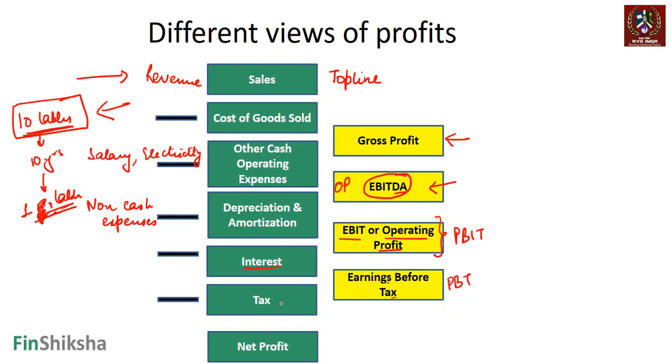And you pay taxes on that, the corporate tax rate. What you get finally is the net profit, also known as the bottom line or the net income for a company, right? Bottom line, because this is the last line in your financial statement, which is the P&L account. That's why it is called the bottom line. So those are the various views of profit that are relevant. And if someone says, I want to know the gross profit, that's sales minus cost of goods sold, right? Not all companies report it in this format.